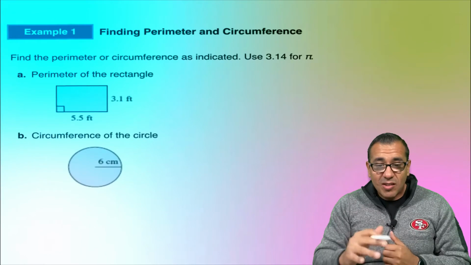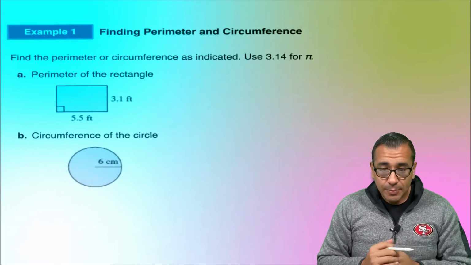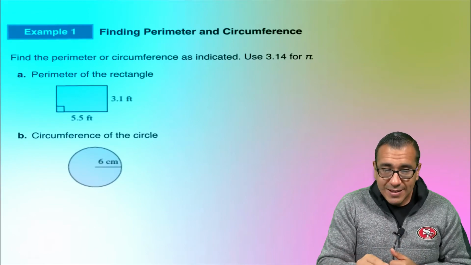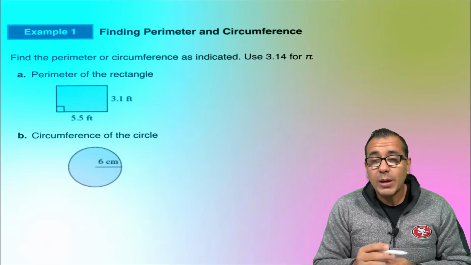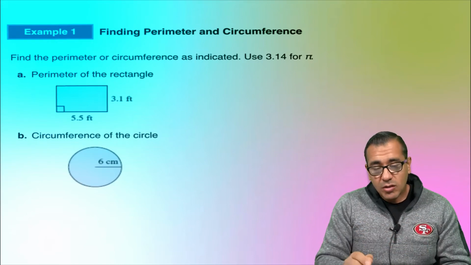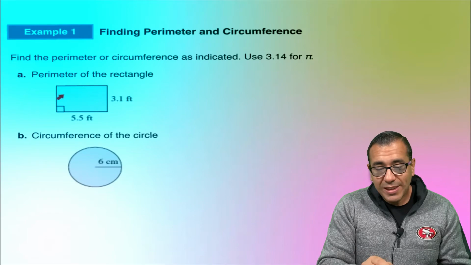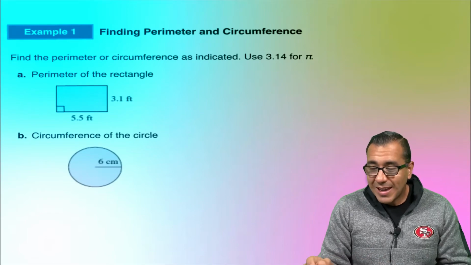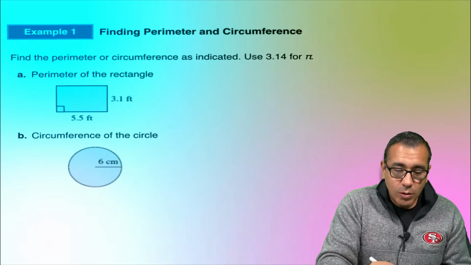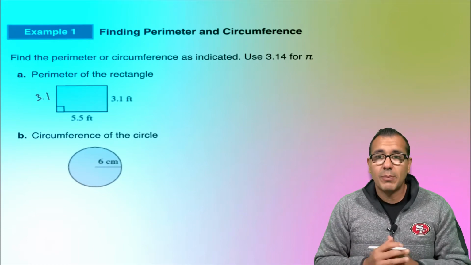All right, mathletes, so let's dive into this first example here. We're going to look at this rectangle and find the perimeter of this rectangle. Just note that the width here is 3.1. And if this side is 3.1, we know this side is also 3.1.